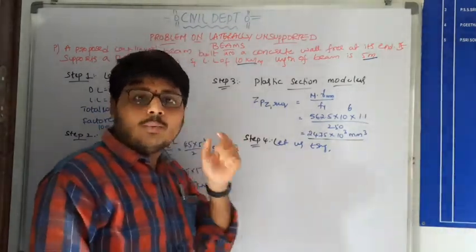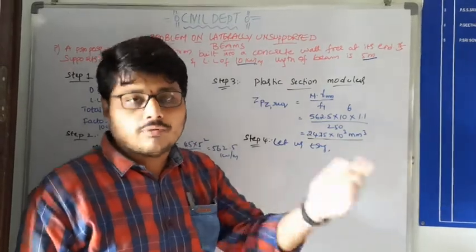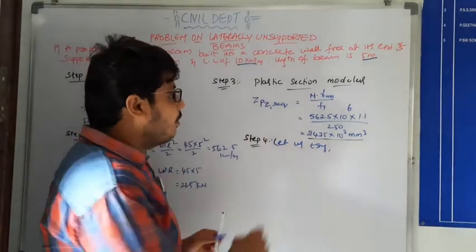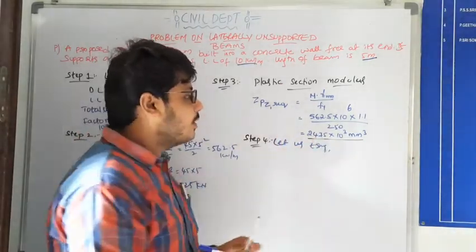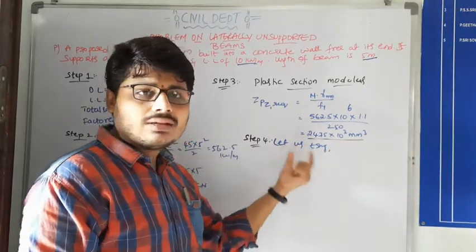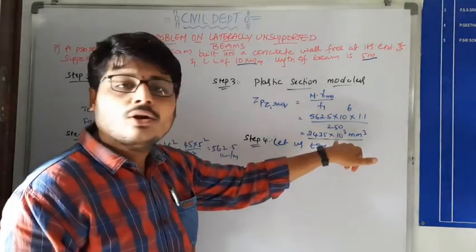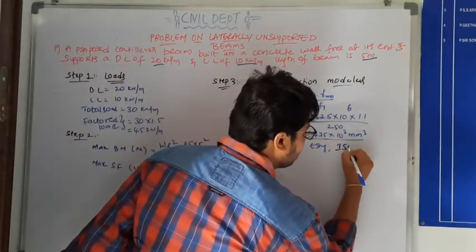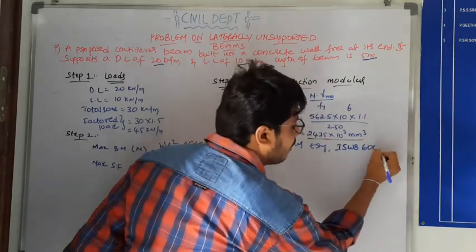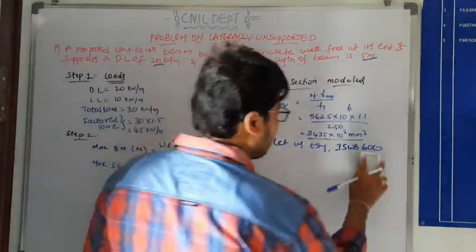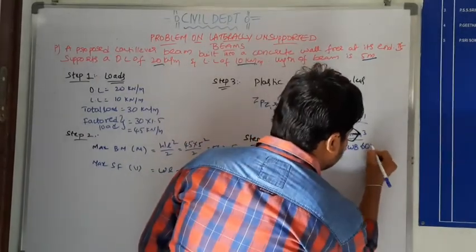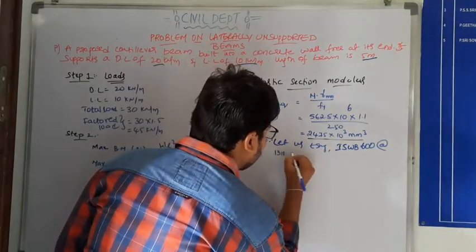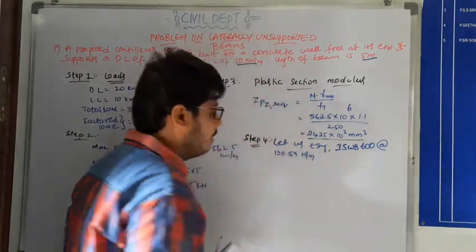Open page number 138 to 142 in the code book. See the value for ZPZ as 2475. Take the section whose value is greater than 2475. So now I am writing the section. Let us write ISWB 600 at the rate of 1311.59 Newton per meter.